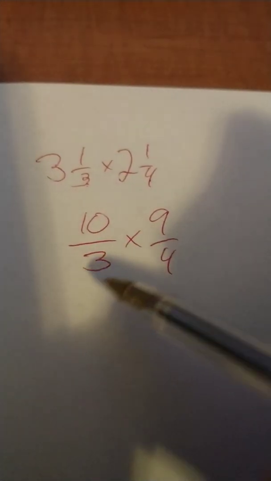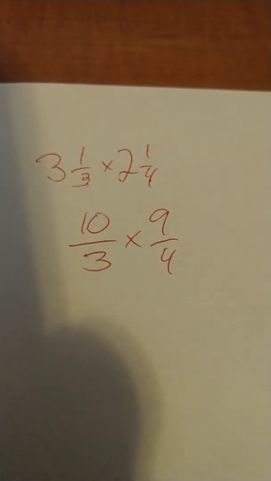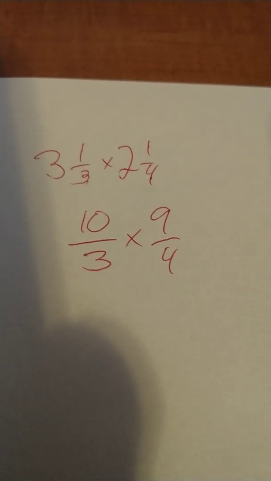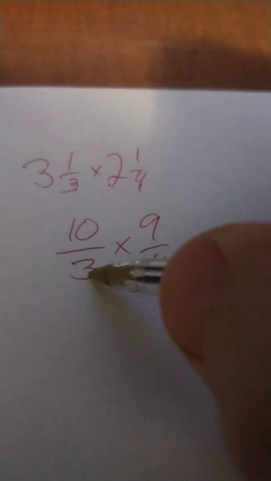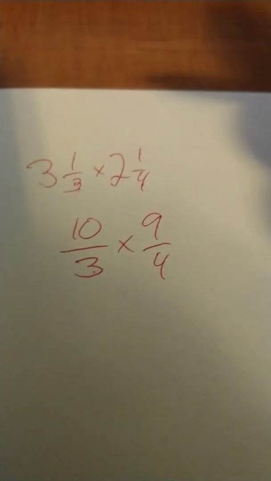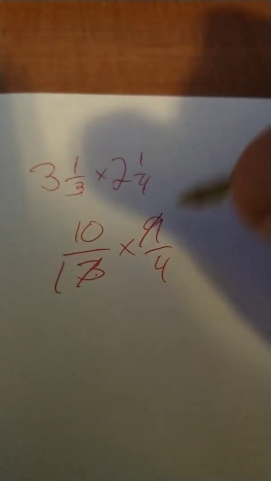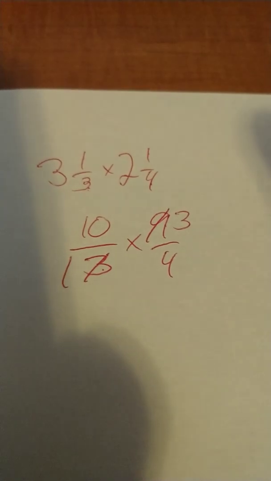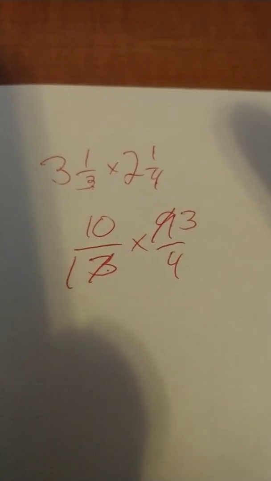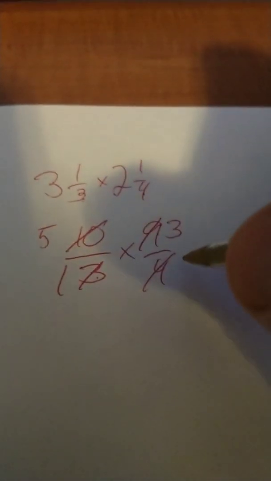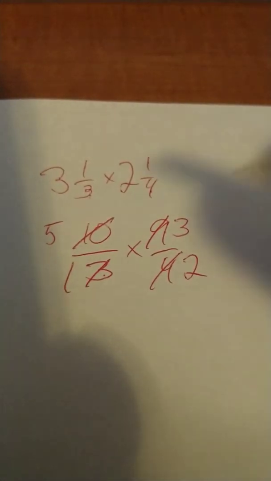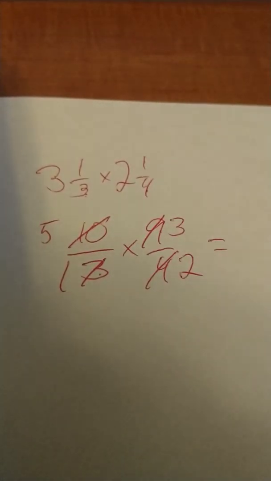Whenever we see a fraction times a fraction, we always think, ooh, can I cross cancel? And the answer is yes. What goes into 3 and 9? 3 goes into both. So 3 divided by 3 turns into a 1. 9 divided by 3 turns into a 3. 10 and 4, can I divide those by something? Yes, I can divide those by a 2. 10 divided by 2 is a 5. 4 divided by 2 is a 2. Can I cross cancel anymore? No, I can't. Now I just multiply straight across.